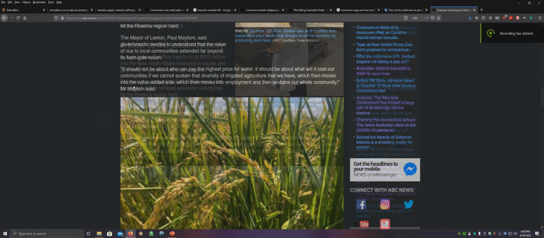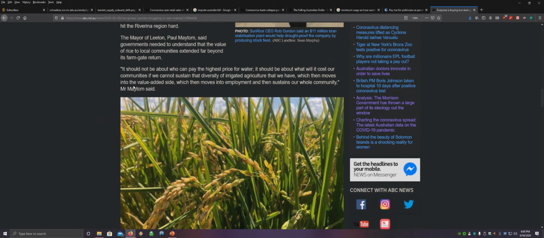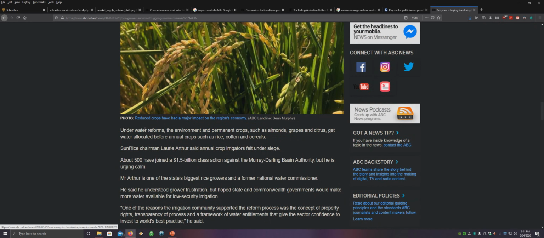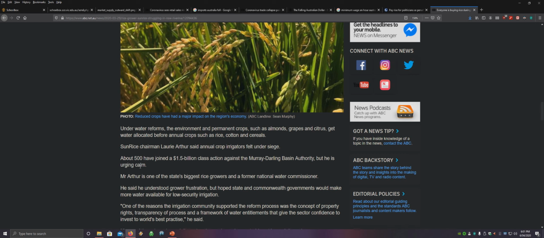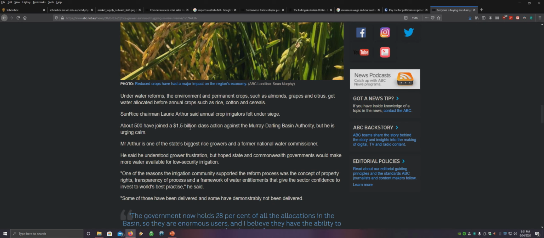Wow, this article's great. It actually even covers the cost of production. So under water reforms the environment, and permanent crops such as almonds, grapes, and citrus get water allocated before annual crops such as rice, cotton, and cereals. Sunrise Chairman Laurie Arthur said annual crop irrigation fell under siege. About 500 have joined a 1.5 billion class action against the Murray-Darling Basin Authority.